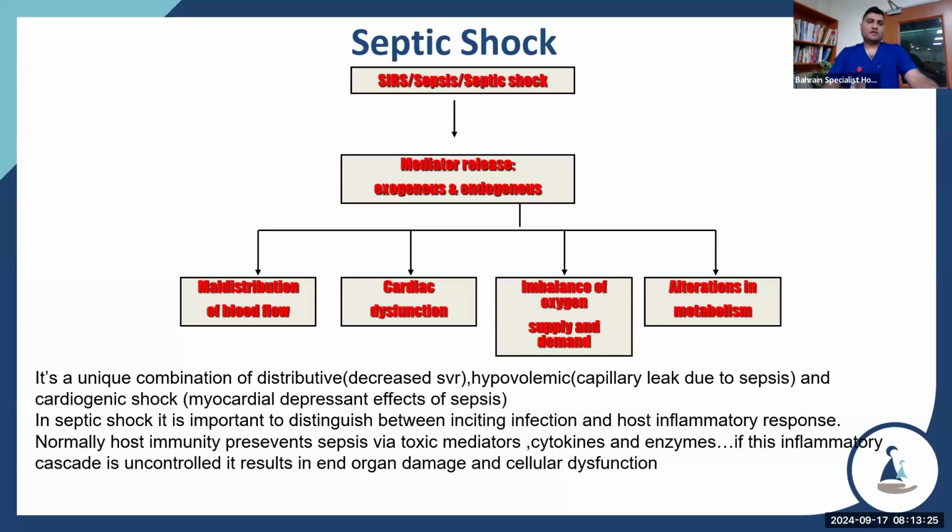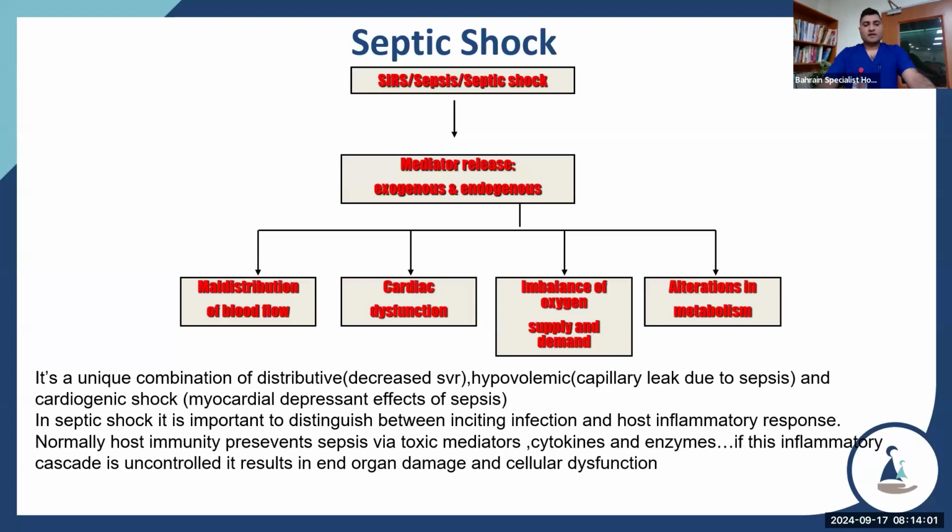Septic shock: systemic inflammatory response syndrome, which was previously used, is now called sepsis. Either sepsis or septic shock is used for the pediatric population. It involves release of mediators, exogenous or endogenous, which cause maldistribution of blood flow, cardiac dysfunction, imbalance of oxygen supply and demand, and alteration in metabolism. Septic shock is a unique combination of distributive shock with decreased systemic vascular resistance, hypovolemic shock from capillary leak due to sepsis, and cardiogenic shock from the myocardial depression effect of sepsis.